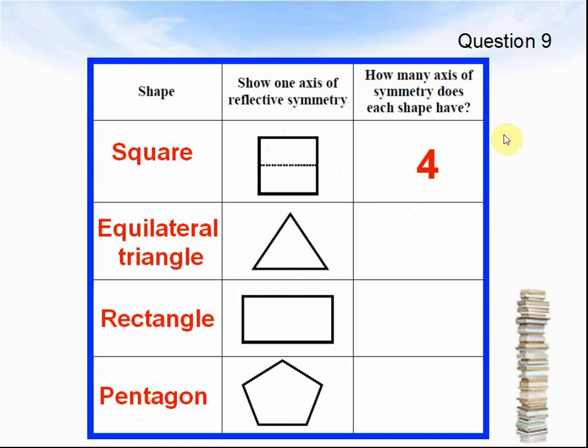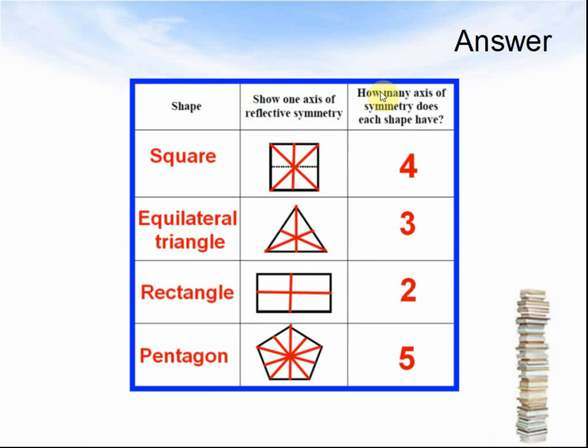Pause the video until you are ready to see the answers. Here come the answers. The answers are: a square has 4, an equilateral triangle has 3, a rectangle has 2, and a pentagon has 5. Let's look at the next question.